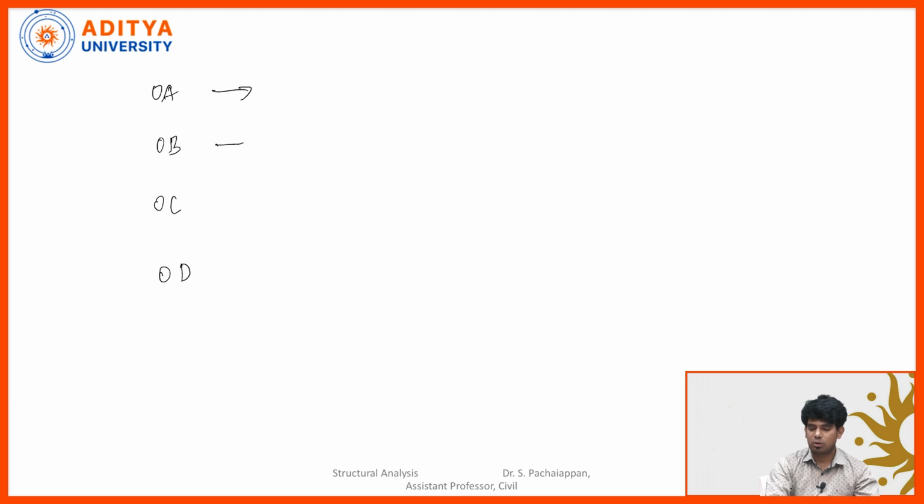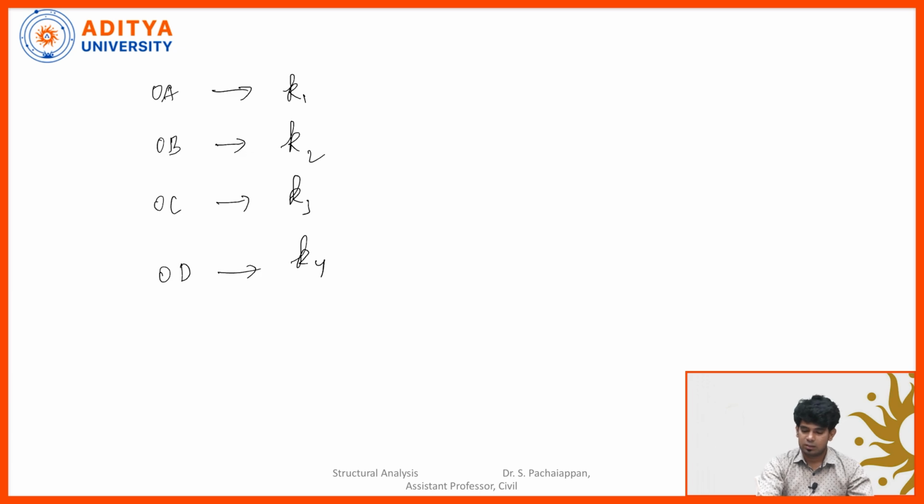Member OA corresponding stiffness is K1 and OB corresponding stiffness is K2, similarly K3 and then K4. So what is K1? Member OA, one end is simply supported, other end is fixed. So that is 4EI by L, so E1, I1 and then L1.